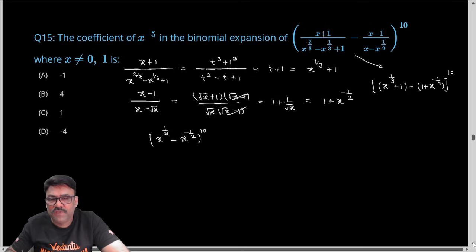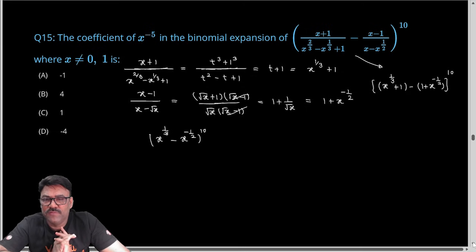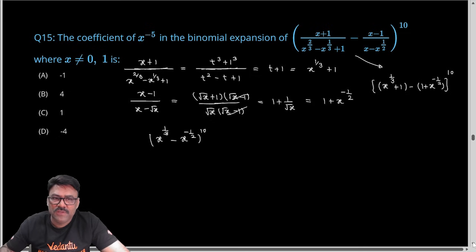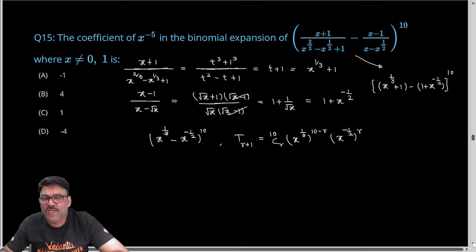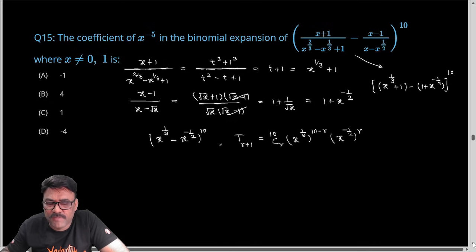Now it is very simple. So ultimately this binomial expansion becomes x raised to 1 by 3 minus x raised to minus half, whole raised to 10. Now I need the coefficient of x raised to minus 5. So let's find the general term here, T r plus 1. The general term will be 10Cr, x raised to 1 by 3 whole raised to 10 minus r, and then x raised to minus half whole raised to r. This is the general term, 10Cr x raised to (10 minus r) by 3, x raised to minus half r. In fact, minus also here.